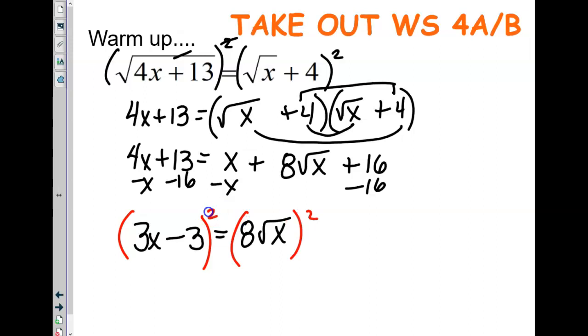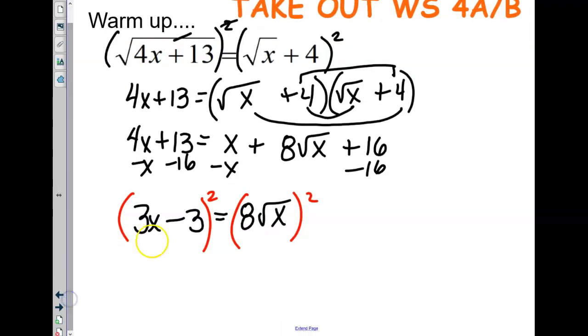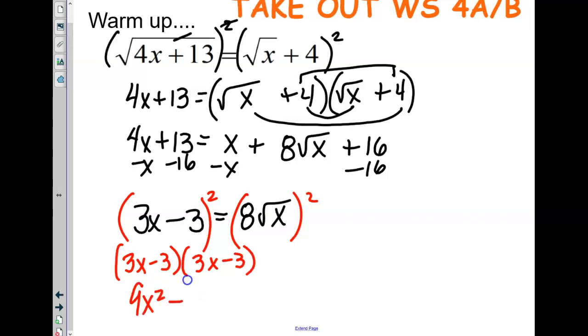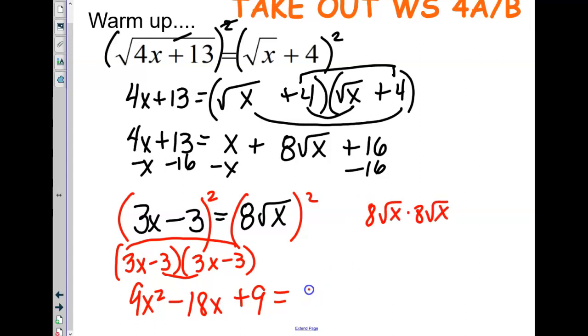If we square both sides, what do we get on the left? A mess, right? 9x squared minus 9x and another minus 9x would be minus 18x plus 9. What do we get on the right? 8 square roots of x times 8 square roots of x is 64 and an x. Everybody with me here? Okay, now what?